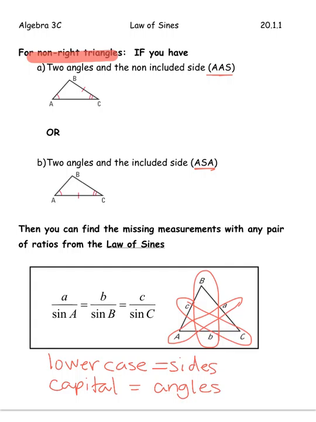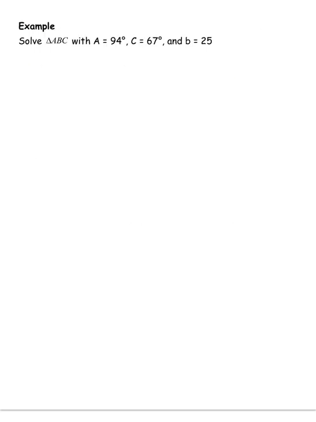Okay, so let's look at an example of how this works. Here we have a triangle with two angles and one side. If we draw the picture, we'll realize we don't have what we need. We have A, which is 94 degrees, but we don't have little a. We don't know B, but we know little b is 25, and we know that angle C is 67 degrees, but we don't know little c.